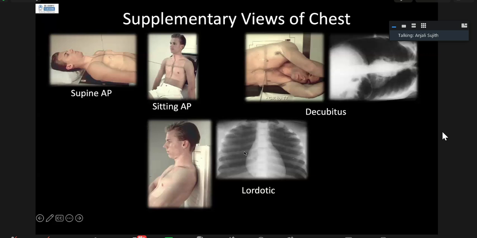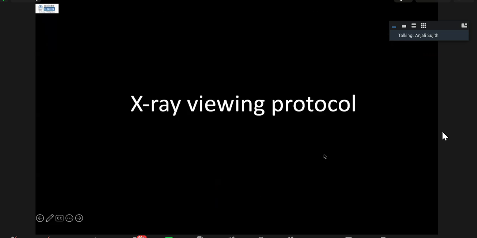So sometimes when we take a PA view, there are a lot of bones overlapping your lung apex, like the anterior end of the first rib, anterior end of the second rib, the medial end of the clavicle, they all overlap. So when we are not sure if there is a lesion in the lung overlapped by the bones, we do a lordotic view. It's positioned in such a way, and the X-ray beam is angled in such a way that you get a clear view of the lung apices with most of the bones or the clavicle moved away. So these are all supplementary views.